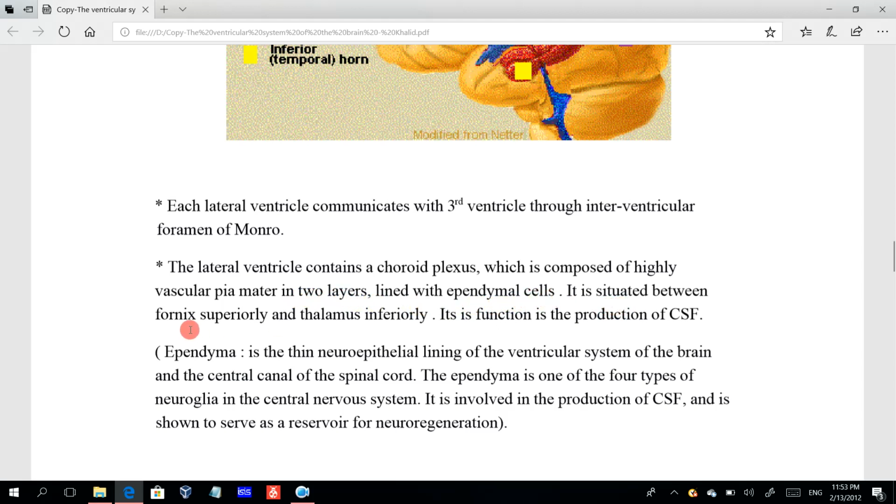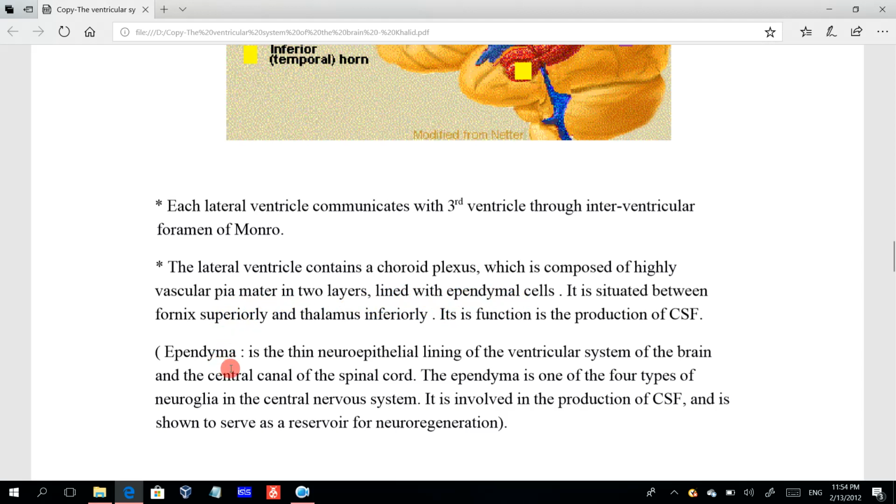It is situated between the fornix superiorly and the thalamus inferiorly. Its function is the production of CSF. So this choroid plexus is actually present in all ventricles. Here we gave you its definition, and as we said, it is a specialized and highly vascular layer from the pia mater, and this also, as we said, is lined by the ependymal cells.